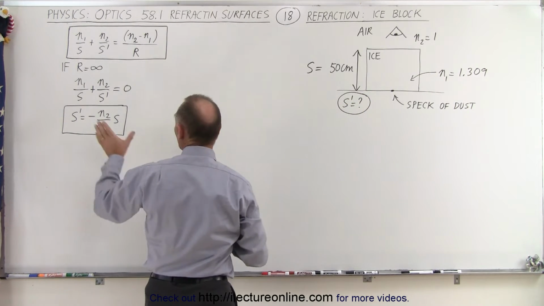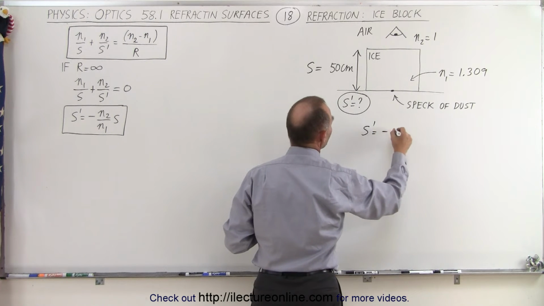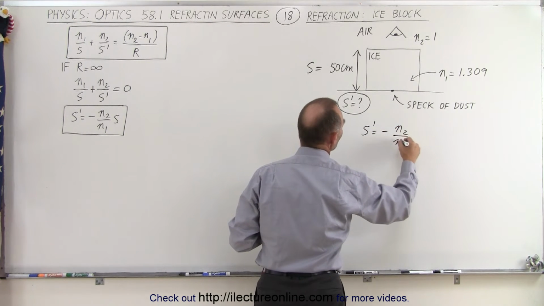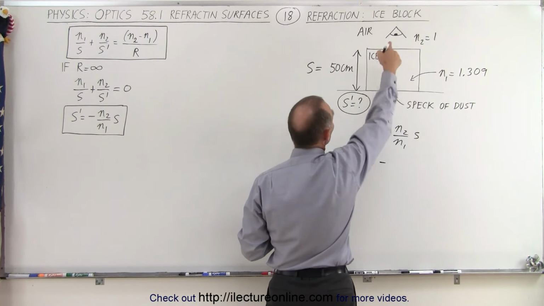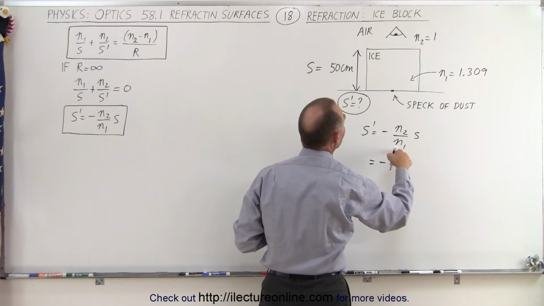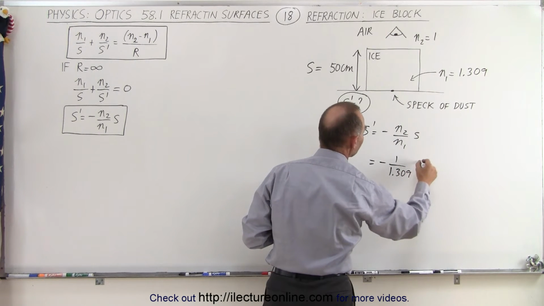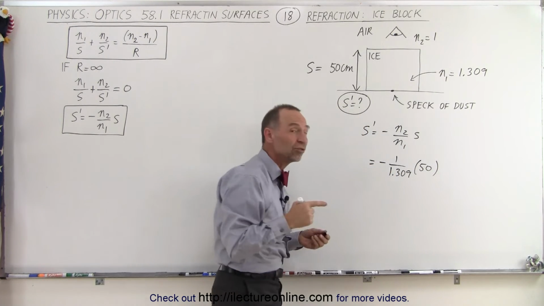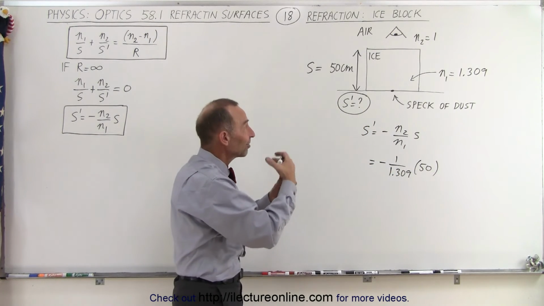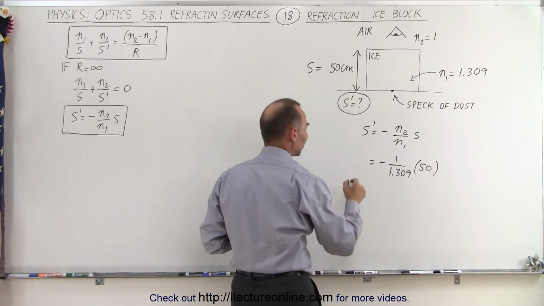So now we're going to use the simplified equation where s prime is equal to the negative of n2 over n1 times s. So this is minus n2, which is 1, divided by n1, which is 1.309, times 50. And notice that we're going to get a negative answer, which means that s prime is on the same side of the boundary as s, meaning it's going to be inside the block of ice.